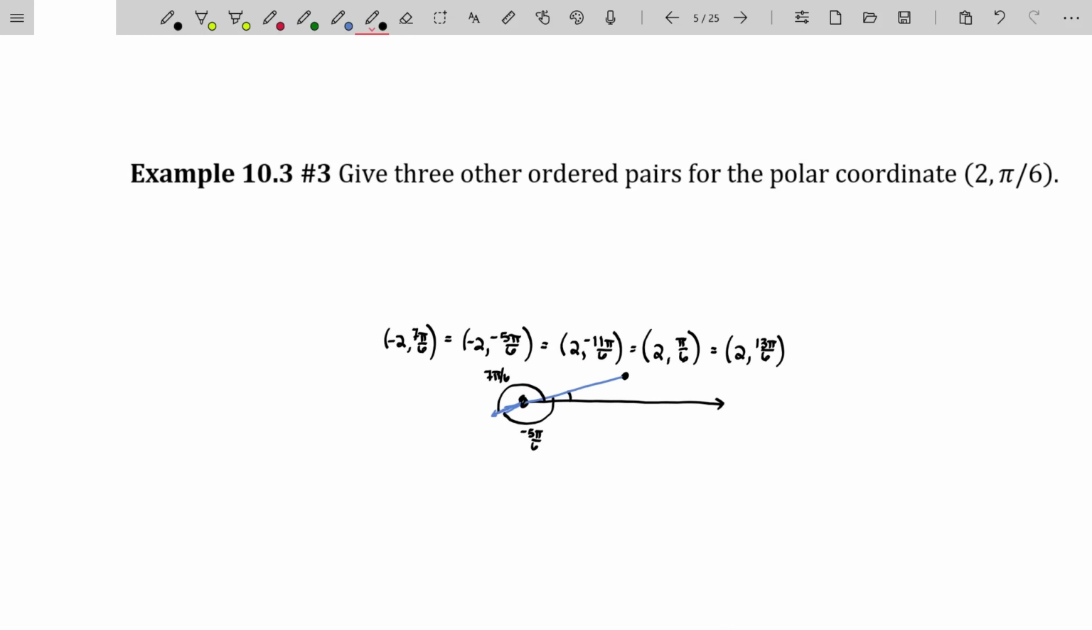All right, that's it for this video. In the next video, we'll start to talk about how to convert between polar and rectangular coordinates. It's actually not too bad.